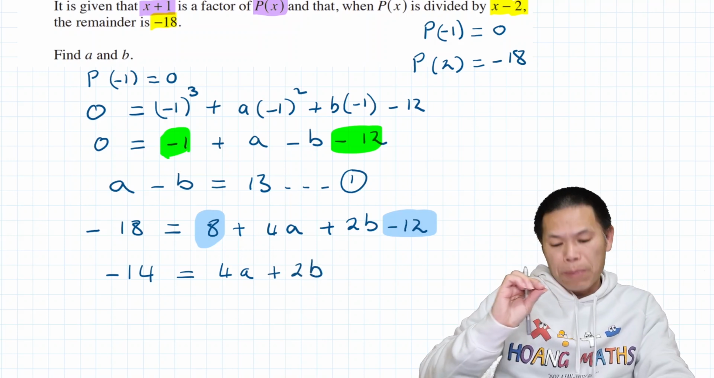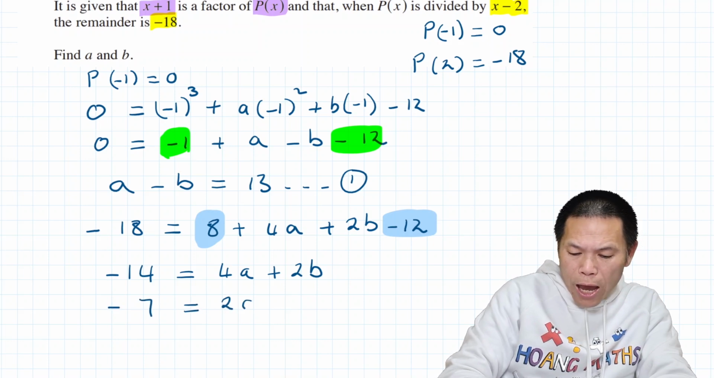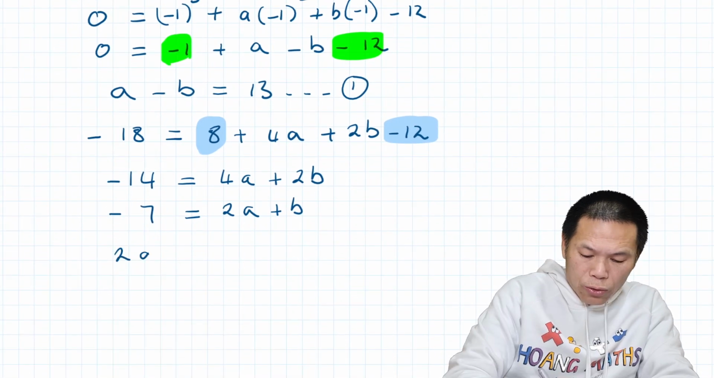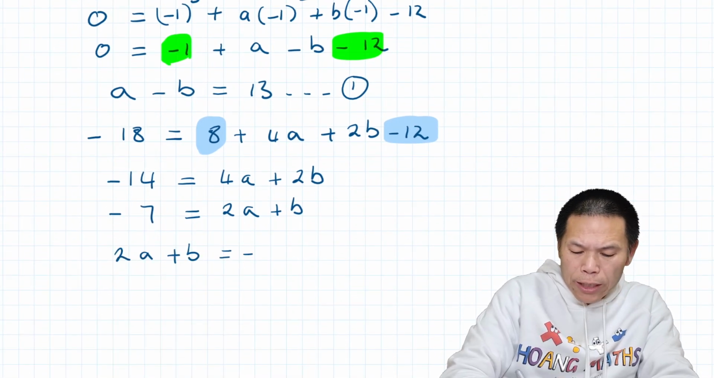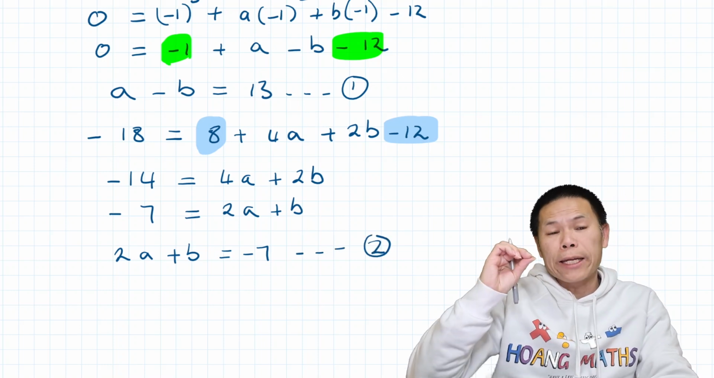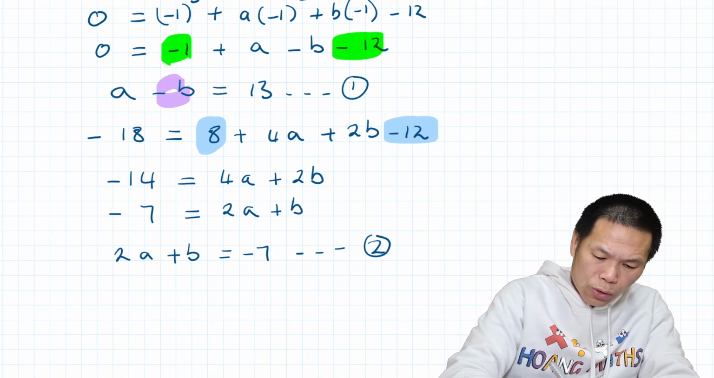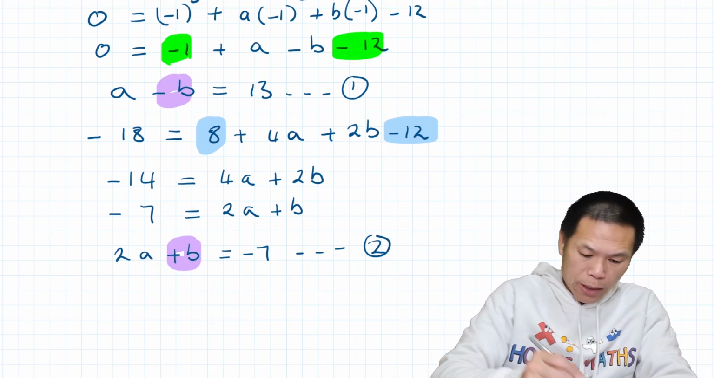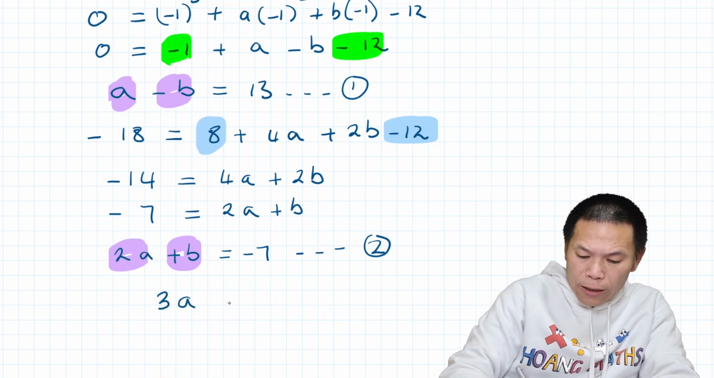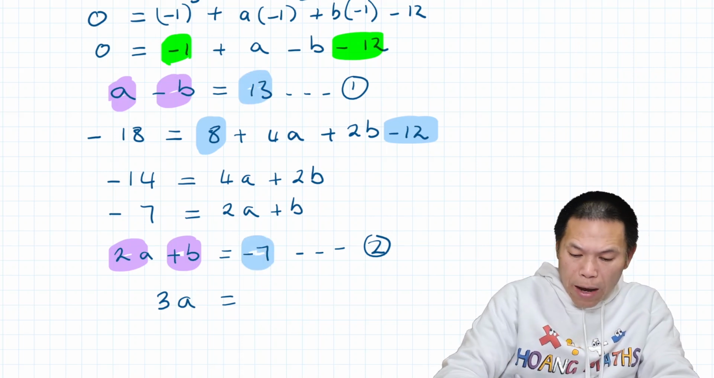I can simplify by dividing everything by 2, so -7 = 2a + b. Let me rewrite this: 2a + b = -7. That is equation number 2. And we just add equation 1 with equation 2. These two add together, b cancels out, and these two add together to give me 3a. So 3a is equal to 13 minus 7.